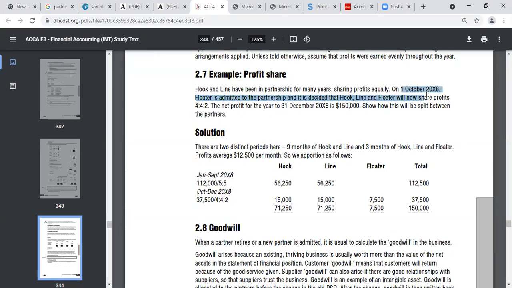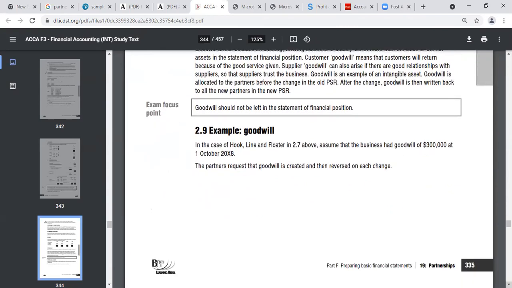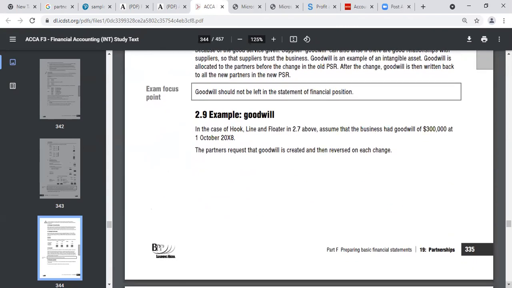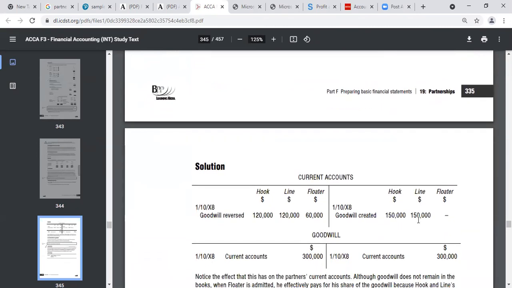So they are telling us that let's assume this partnership had a goodwill of 300,000. So what that would mean, if at all we had a goodwill of 300,000, we are saying that the partners request that the goodwill is created and then reversed out in each change, okay? So we are going to see how that applies exactly, okay? So this is the scenario, and we have the two accounts, okay? So this is our current account. Now, our current account, as we saw, records, of course, operations between the partner and the business, okay? So we have a case scenario here. Now, we have calculation of goodwill, okay?